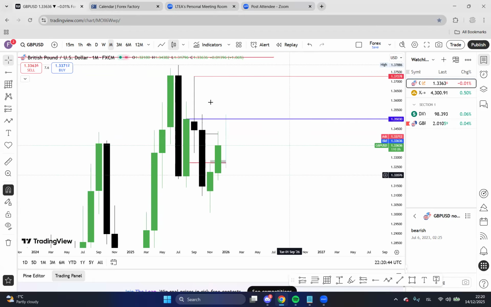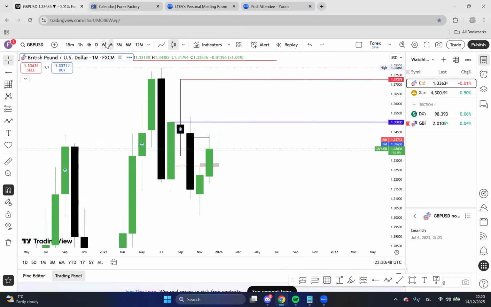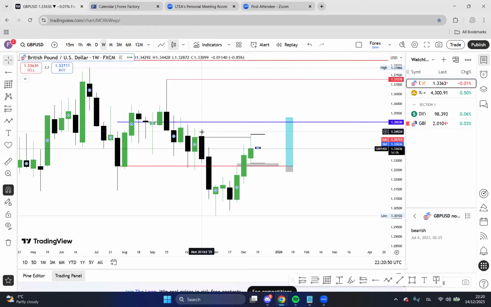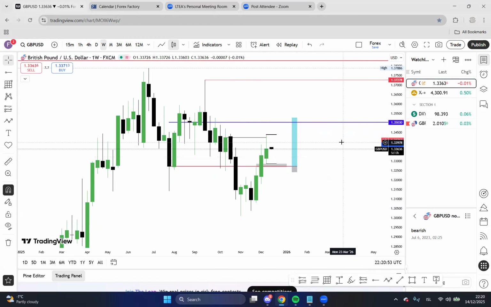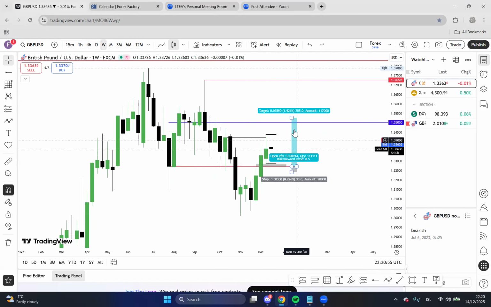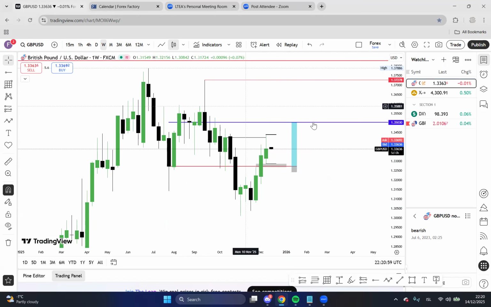Price has not really gotten to this level yet. It's still fresh, so that's why that area is very important. Price hasn't gotten there. So right here, price can move towards this key level first, then react off there, pull back, then probably continue going higher.